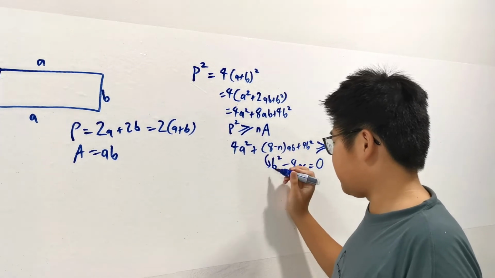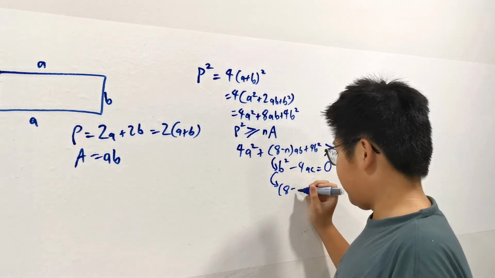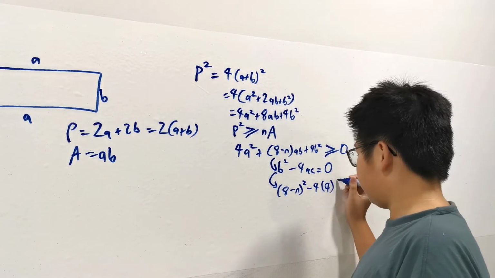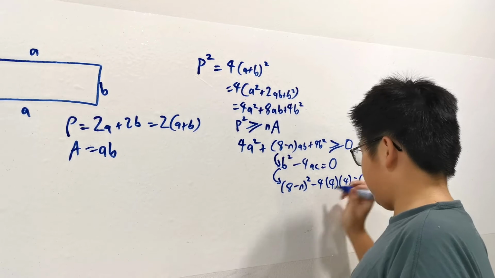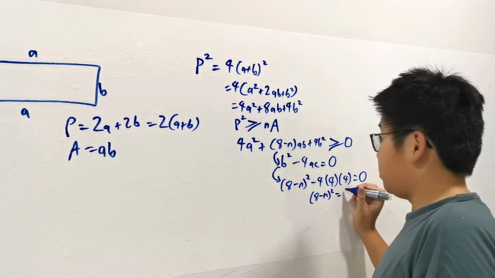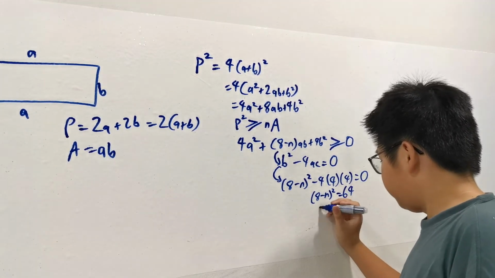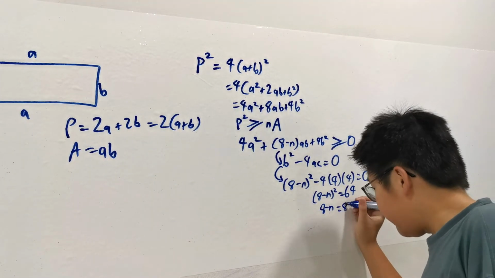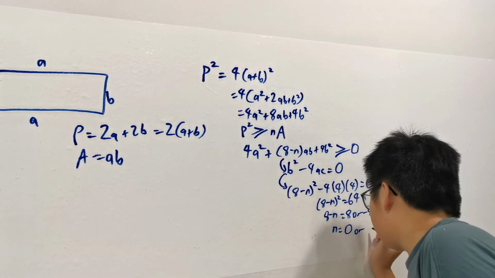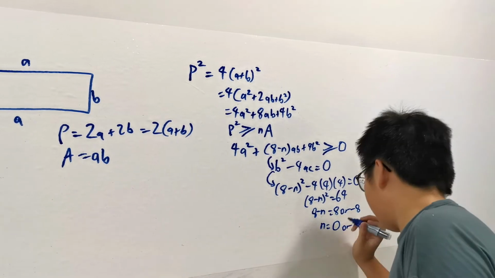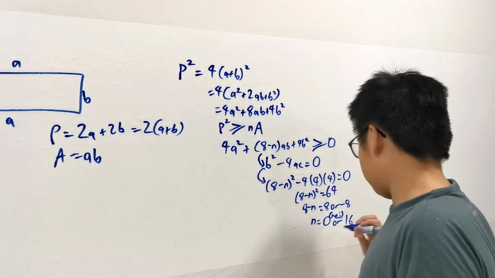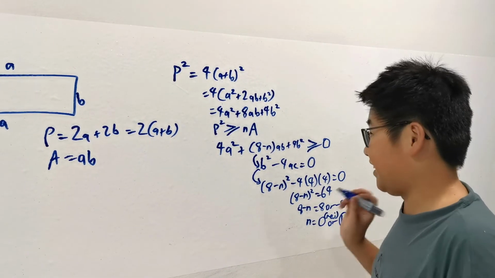b, we substitute for this. That means (8 minus n) squared minus 4 times 4 times 4 equals 0. (8 minus n) squared equals 64. 8 minus n equals 8 or minus 8. n equals 0 or 16. 0 is a lot of fun, right? So this is technically the negative solution. Let's reject it. And n is 16.